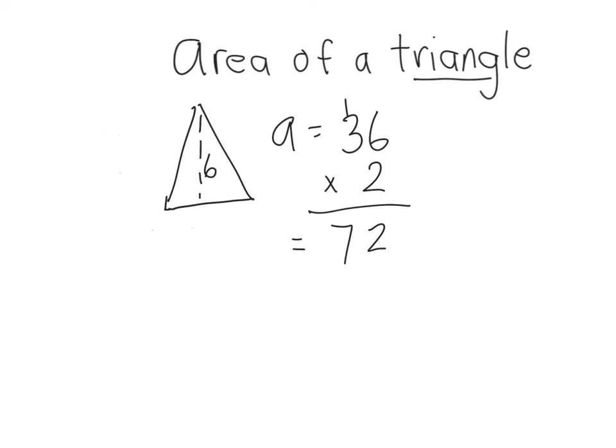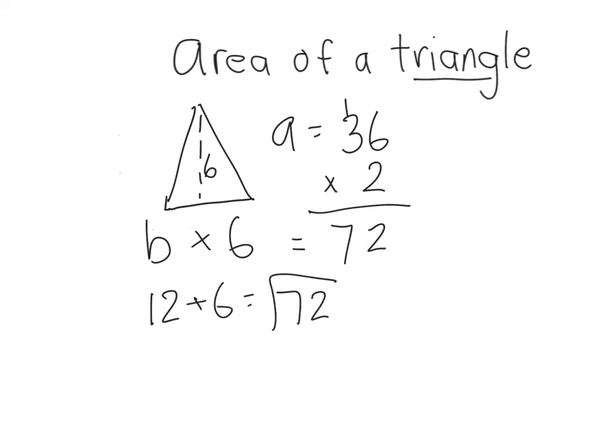So base times 6 equals 72. So what times 6 equals 72? The answer should be 12. 12 times 6 equals 72. And if I cut 72 in half, or divide it by 2, I should get 36. And that is area of a triangle.